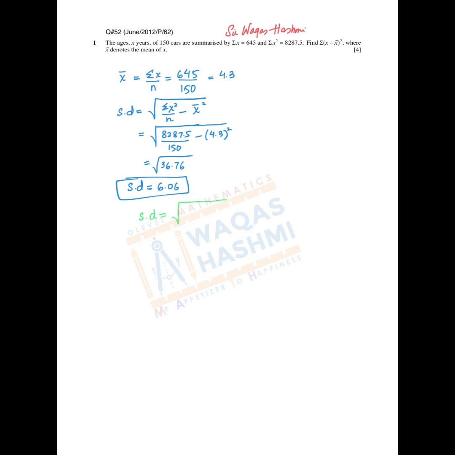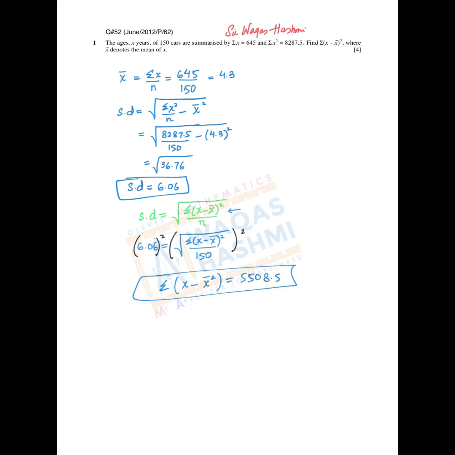Once we have found the value of standard deviation, we can use another formula for standard deviation, which states under root of summation of (x minus x bar) whole square divided by n. We can easily find out the value of this unknown. SD is 6.06, equal to under root of summation of (x minus x bar) square divided by n, where n is 150. Squaring both sides to eliminate the under root sign, we can find that summation of (x minus x bar) square is equal to 5508.5, and that is your answer.